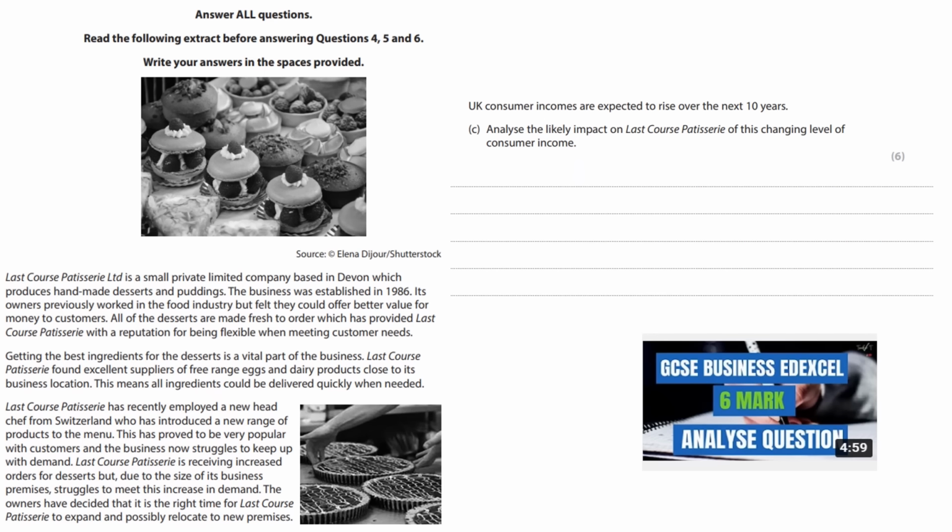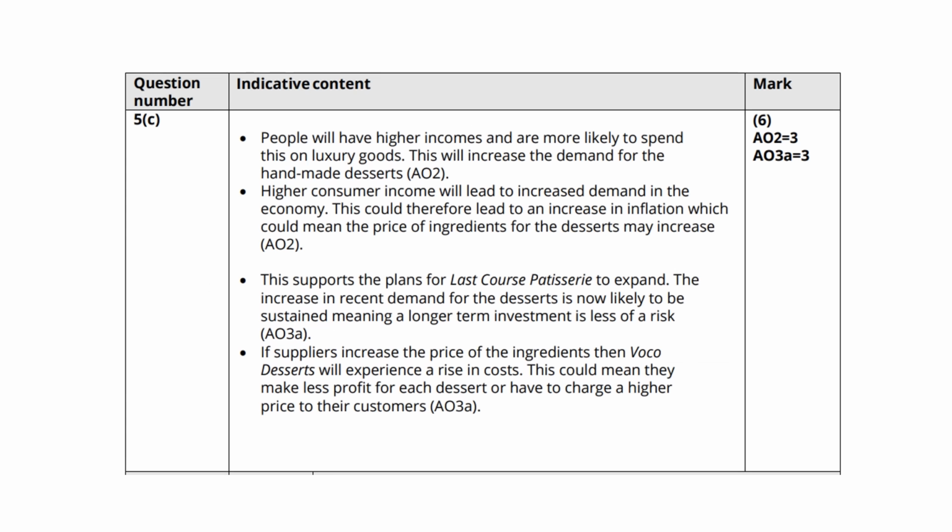On to our second analyse question. UK consumer incomes are expected to rise over the next 10 years. Analyse the likely impact on Last Course Patisserie of this changing level of consumer income. So put the video on pause and give this question a go. Let's take a look at the possible answers. Now, I do want you to pay attention to the application.